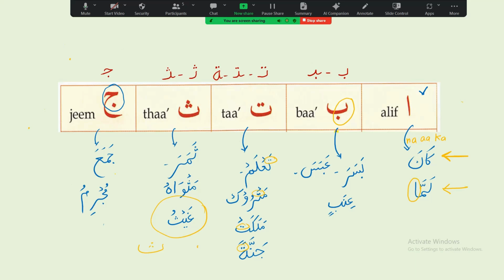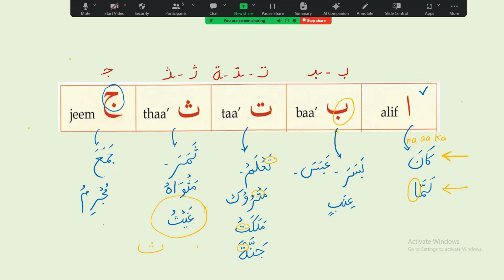But there is an exception in the Ta letter sometimes, that when it comes at the end, it has a different shape. The example that we saw was of the word jannatan. So at the end, the Ta has one more possibility there.